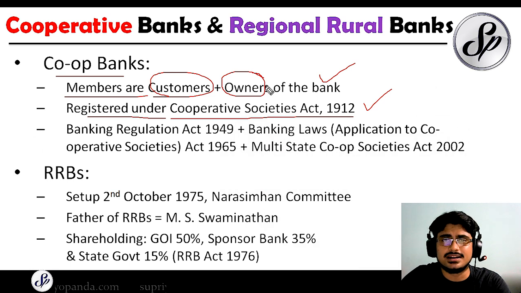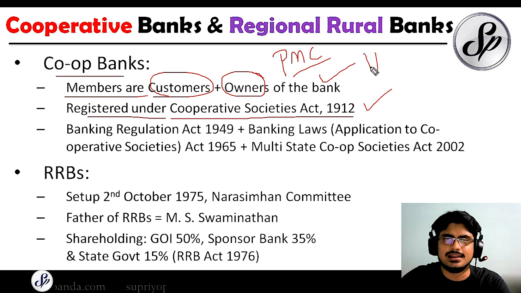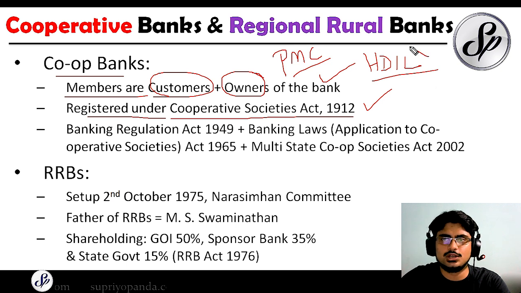And this had recently caused a lot of problems in the PMC bank crisis, the Punjab and Maharashtra Cooperative bank crisis. As you might remember, in that crisis this bank had loaned a lot of its money to a company called HDIL. 73% of the money of this bank was lent to HDIL, and when HDIL failed, the bank also failed, and it created a huge problem in the cooperative banking system of India. And after that, a lot of changes have occurred.